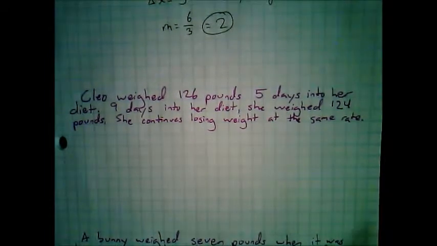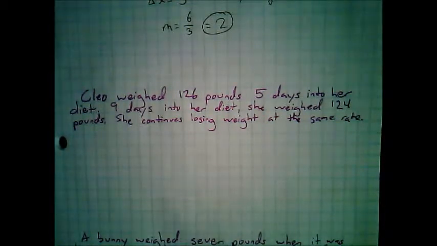Cleo weighed 126 pounds 5 days into her diet. 9 days into her diet, she weighed 124 pounds. She continues losing weight at the same rate. Now this one's a little bit different. It doesn't really give us the specific rate of change directly, but it does give us enough information to figure this out.